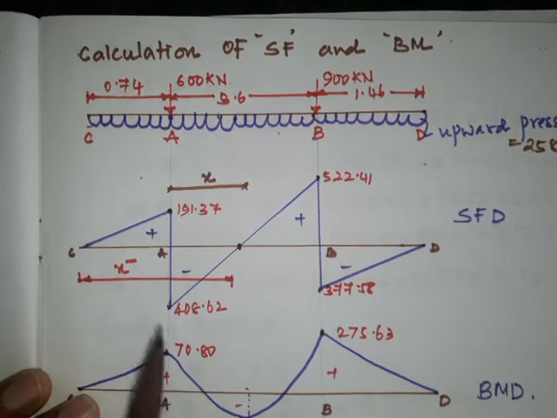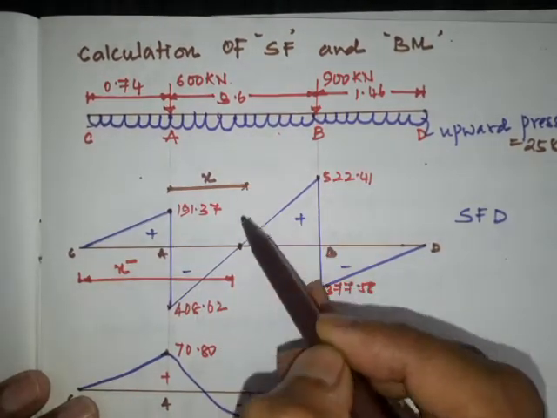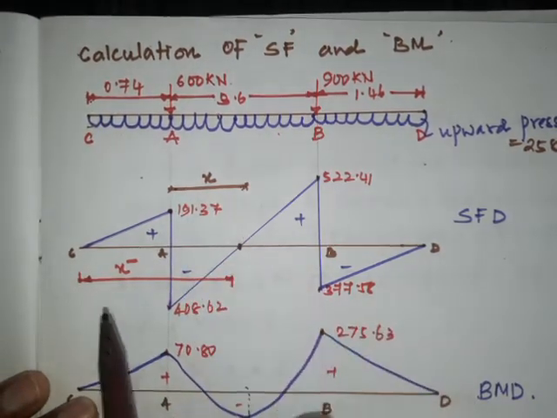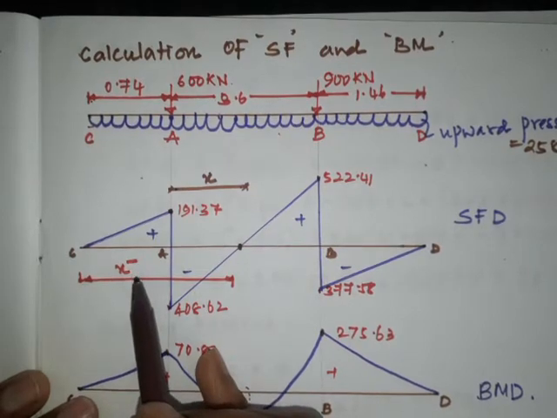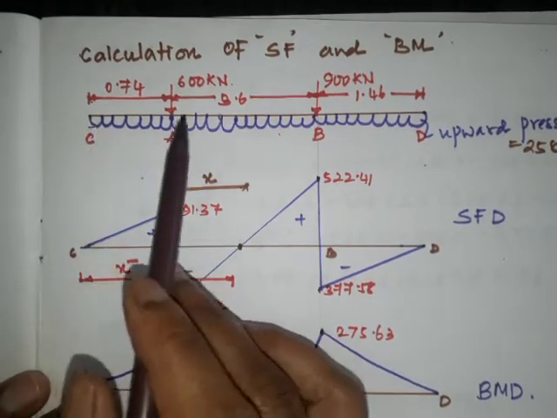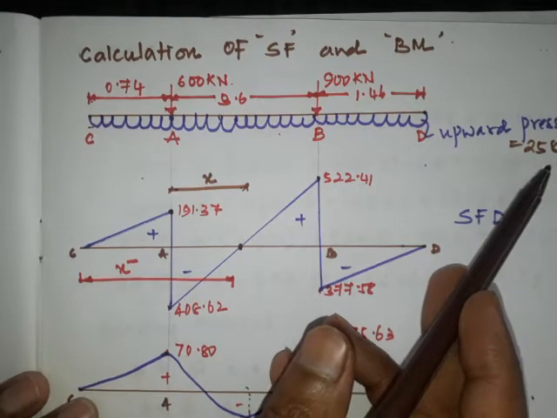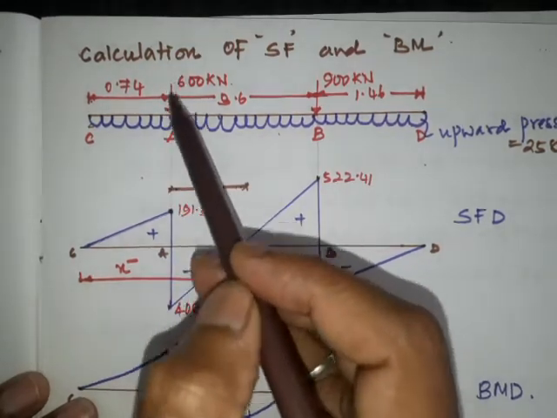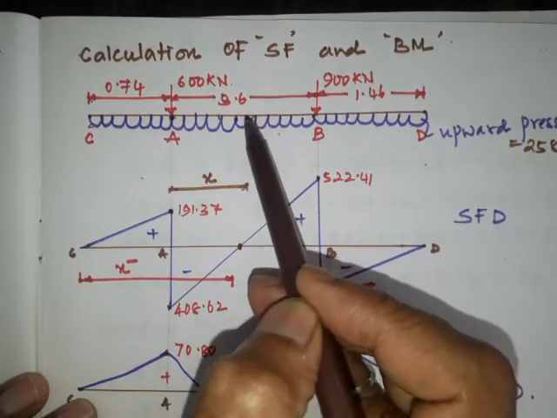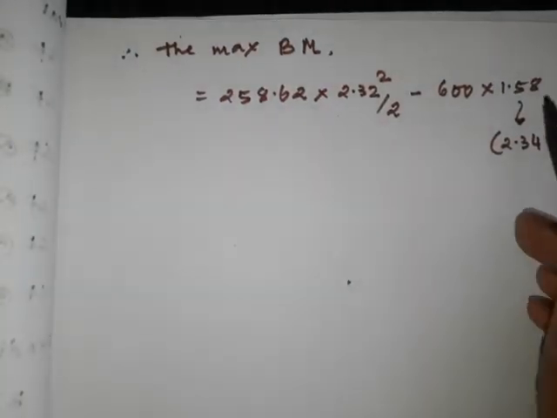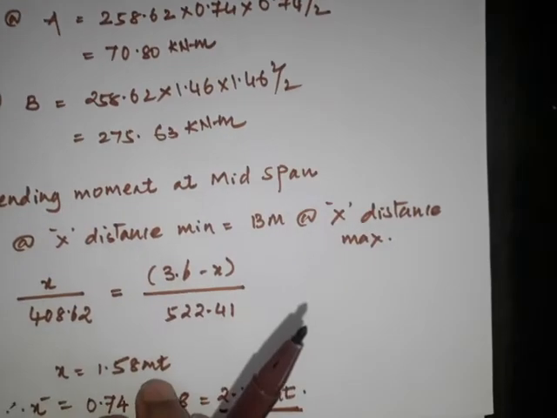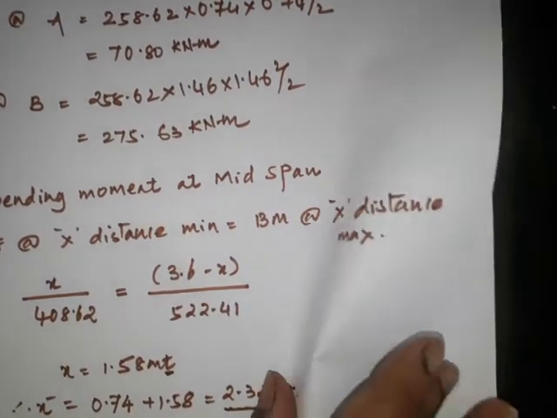If you take the moment about this distance x, 0.74 and this x, we have got it as x bar. Taking moment about this, the upward pressure is 258.62 into this distance minus 600 into this. This is total 1.58, which we have already got here. That is 1.5.